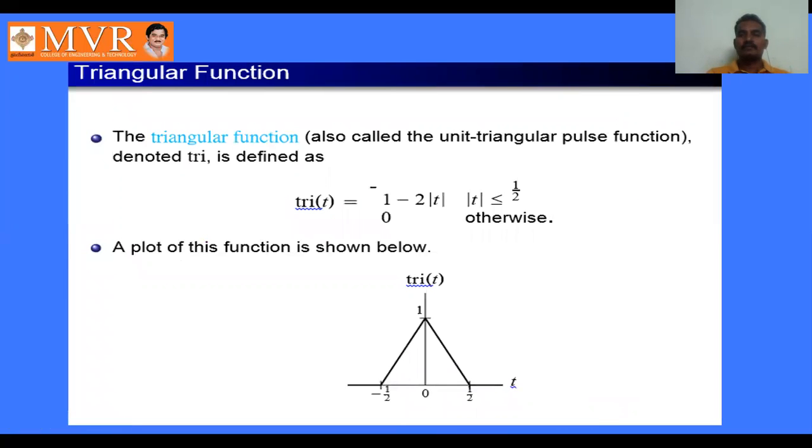Next, coming to the triangular function. What is meant by the triangular function? It is looking like a triangle. A triangular function is also called the unit triangular pulse function, which is denoted by TRI, and is defined as TRI of t equal to 1 minus 2 into mod t, where mod t is less than or equal to 1 by 2, or its value is 0 otherwise. So the graphical representation of our triangular function is like this.